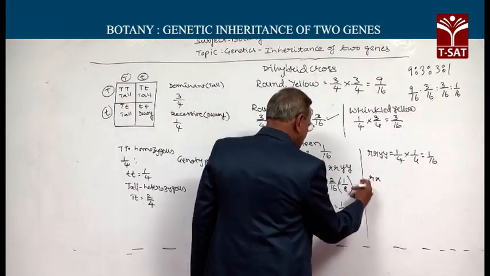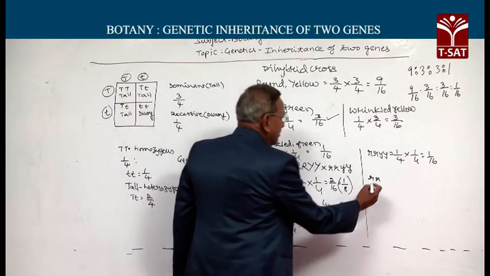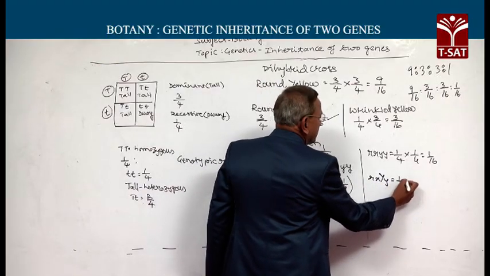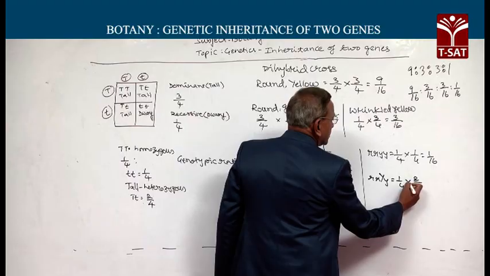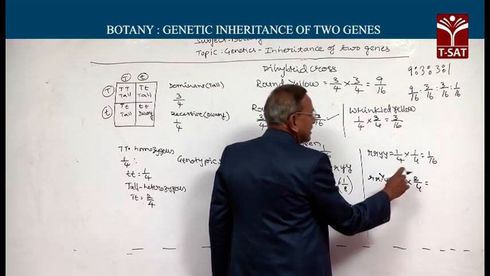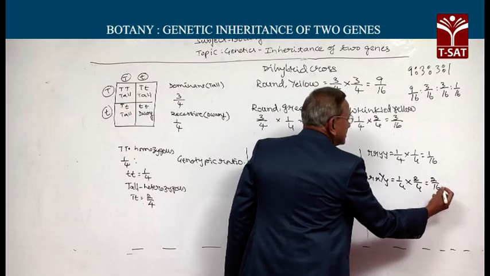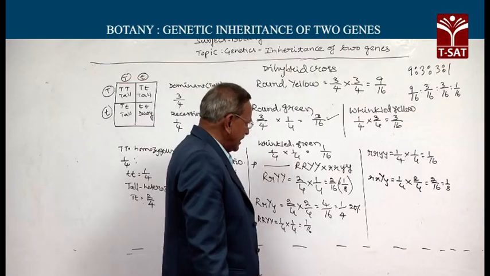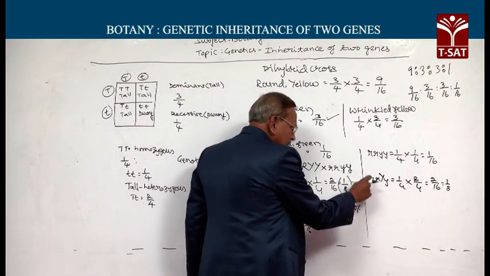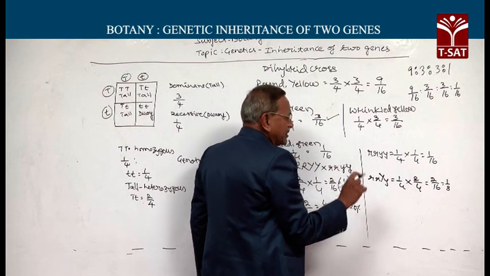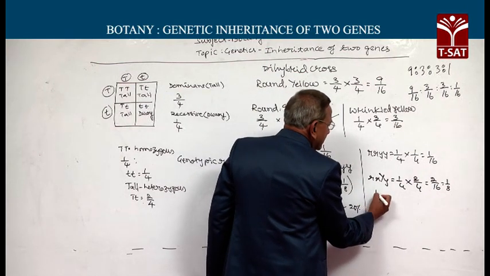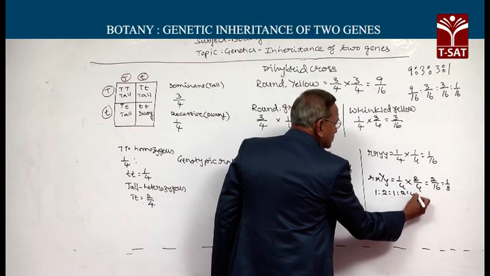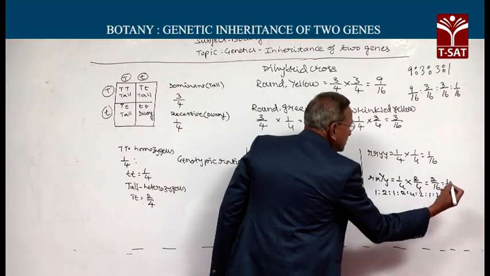Okay, let me take small r and capital Y, small y. This is homozygous, so it will be 1/4. This is heterozygous, so this will be 2/4. And the product will be 2 out of 16, that is 1/8 on reduction, and the total types of genotypes will be 9, that we have already seen: 1:2:1, 2:4:2 and 1:2:1.